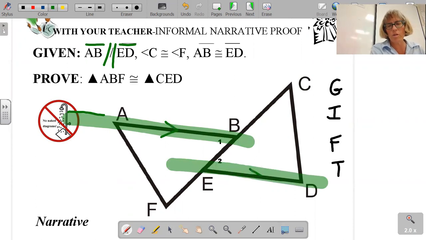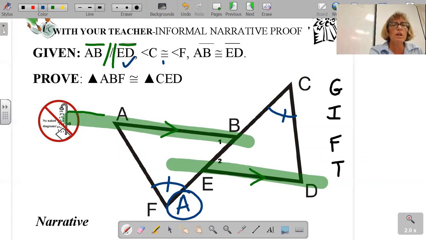Parallel, not congruent. That's parallel. We're also given that angles C and F are congruent. So C and F, congruent. Aha, we officially have a pair of congruent something. So you write it down, we have a pair of angles.